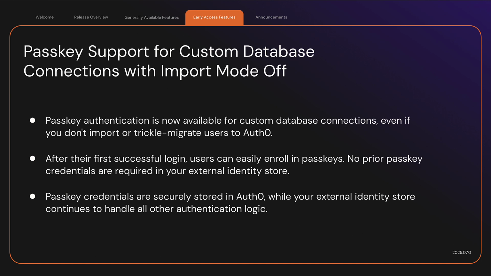End users can easily enroll in passkeys after their first successful login, requiring no prior passkey credentials in your external identity store. And passkey credentials are securely stored in Auth0, while your external identity store continues to handle all other authentication logic. This enhancement unlocks frictionless, passkey-based login experiences for enterprises that manage user credentials outside of Auth0, without requiring user migration or changes to existing identity architecture. To enable the limited early access release in your Auth0 tenant, contact your technical account manager to request access.